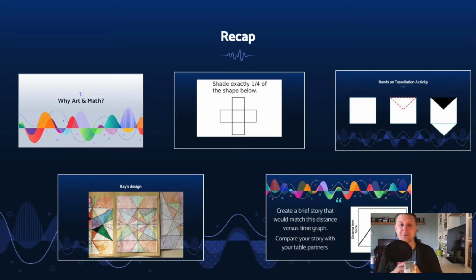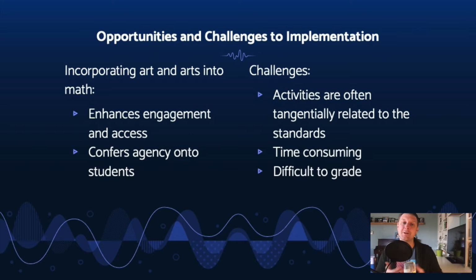So these tasks are great. But what can we learn and generalize about math and art? I present to you some opportunities as well as challenges. An analysis of the tasks shows the following. Art enhances engagement and allows for universal access. It also confers agency upon students as the doer of mathematics. The tasks use the student designs to make conjectures and prove things about math.